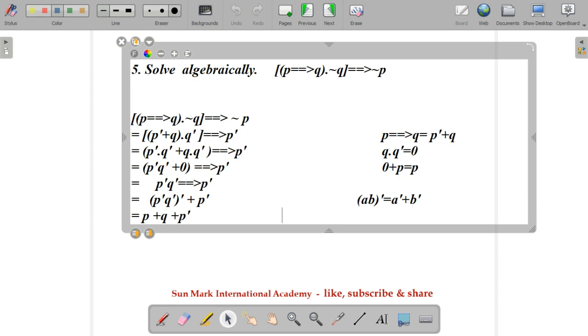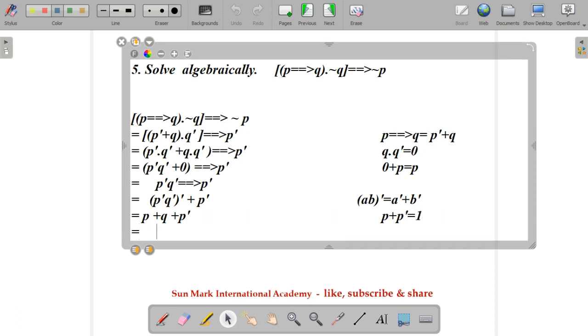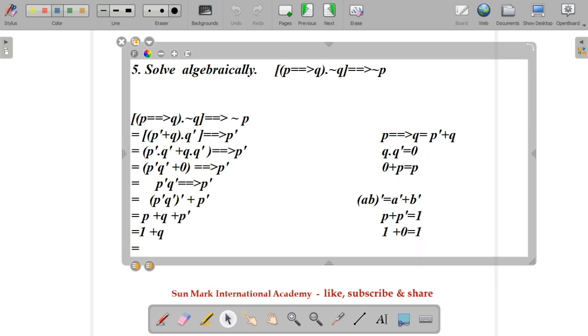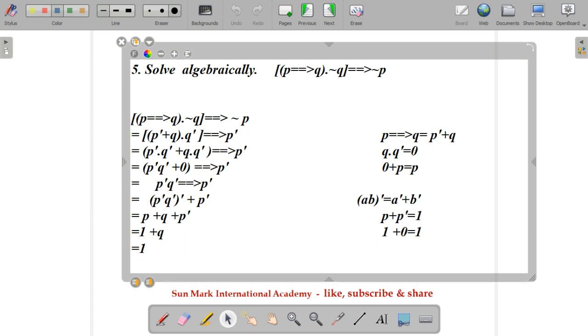So again, which law? P plus P dash equal to 1, complementarity law. So we will get P plus P dash equal to 1. Next we are substituting that complementarity law, 1 plus Q. 1 plus Q is properties of 1, 1 plus 0 equal to 1. So the same value here, it is equal to 1. So we got the final answer as 1. So hence it is established.